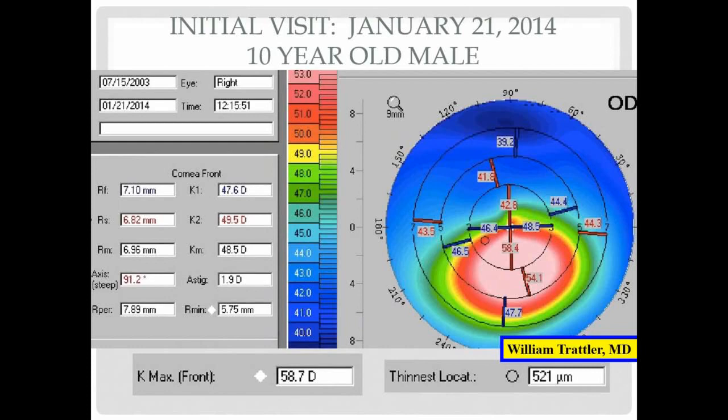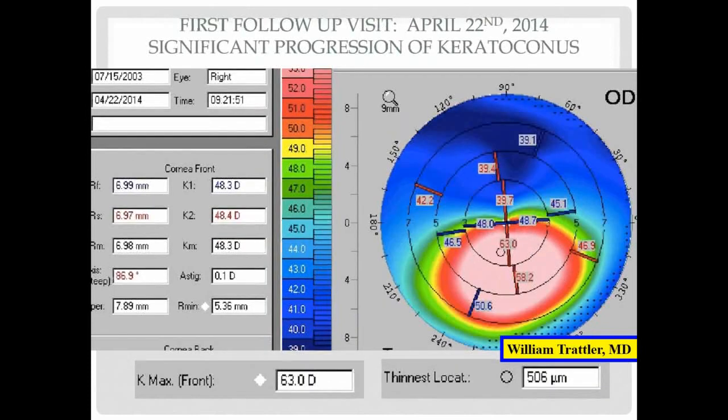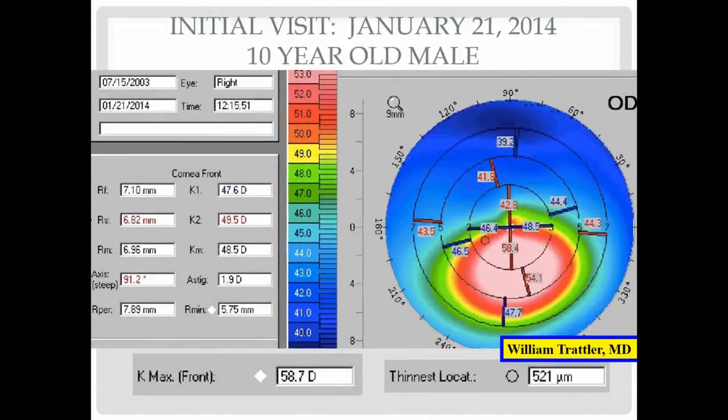It's always hard to know, but I just want to share with you this patient. You can see the significant change over time. So beforehand, let me go back. This is the initial visit.